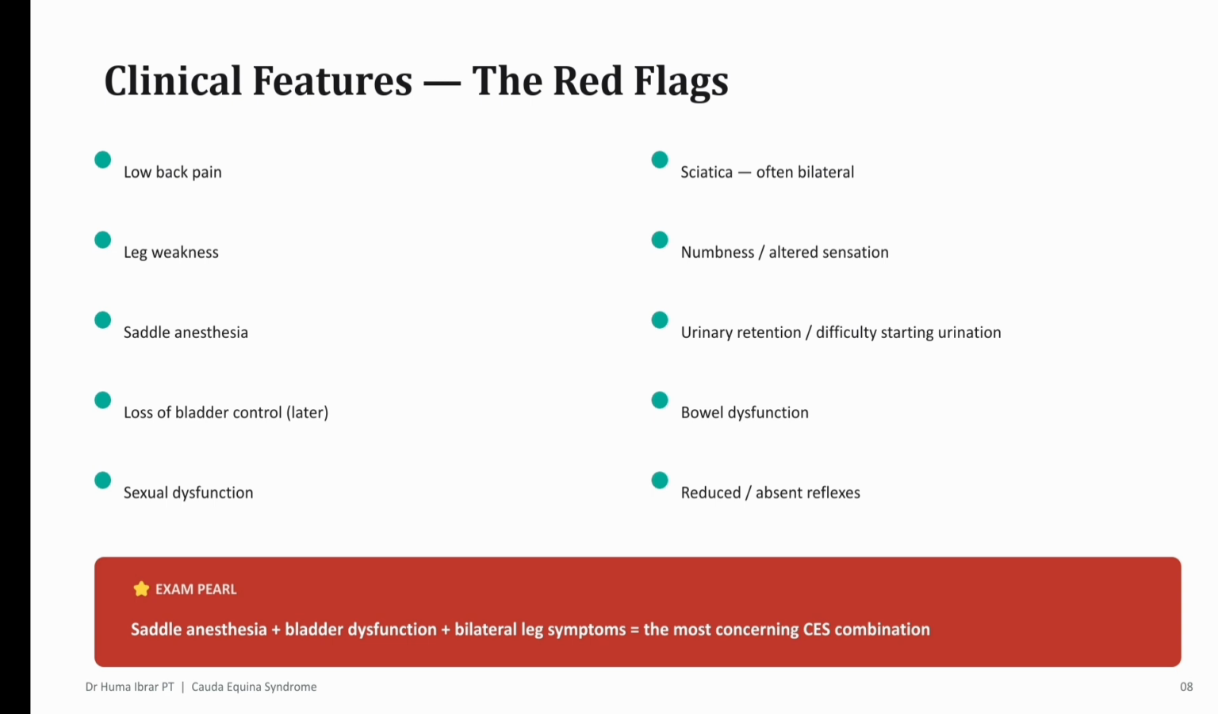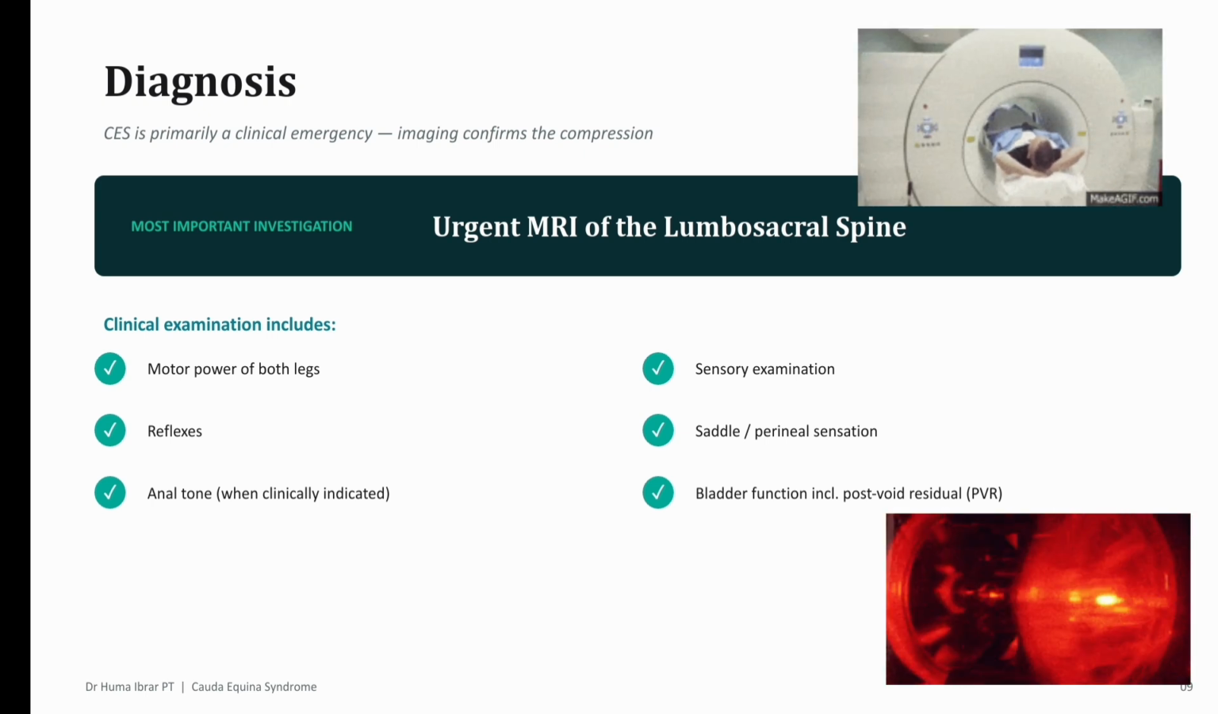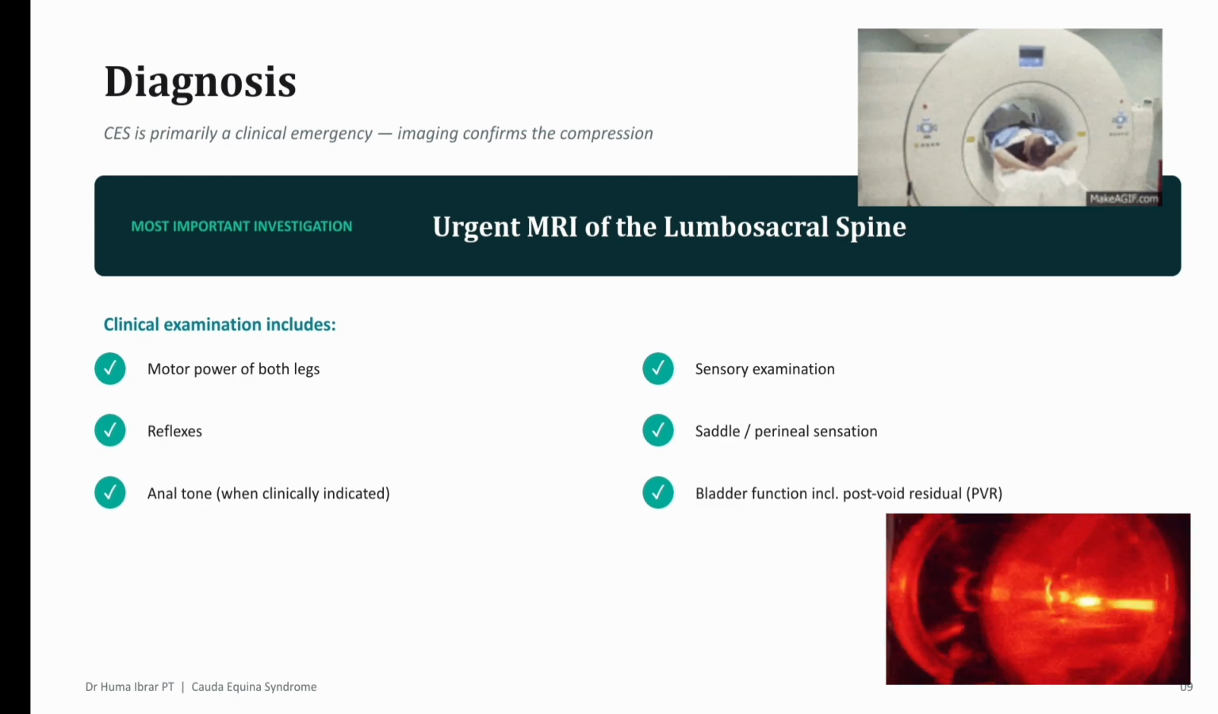The most concerning CES features are saddle anesthesia, bladder dysfunction, and bilateral leg symptoms. Now let's talk about the diagnosis. It's a clinical emergency, so the most important investigation is urgent MRI of the lumbosacral spine.